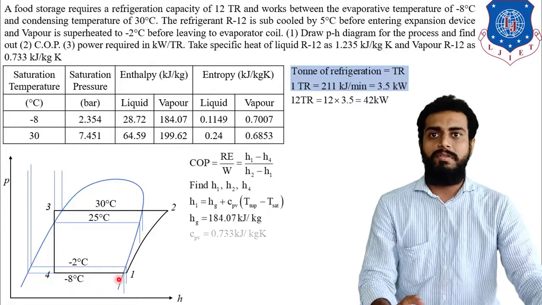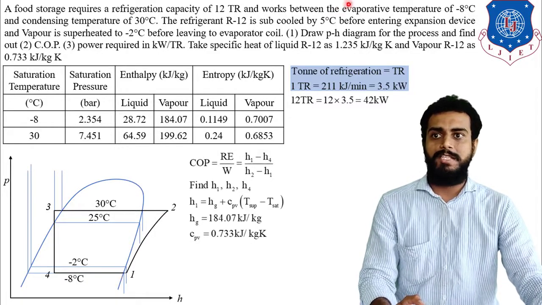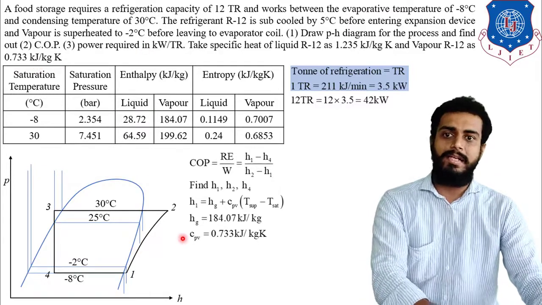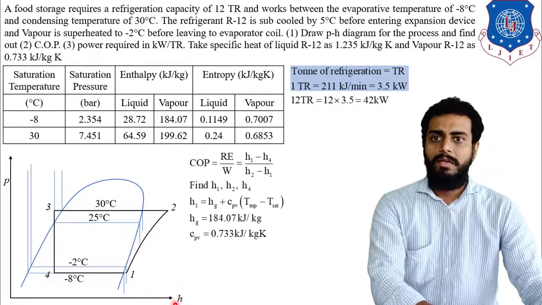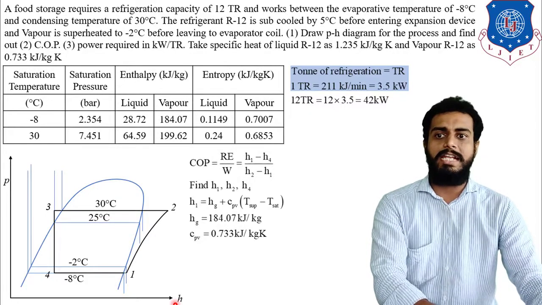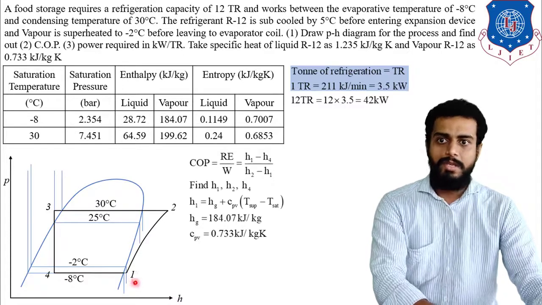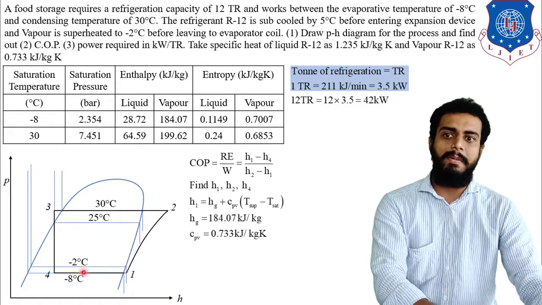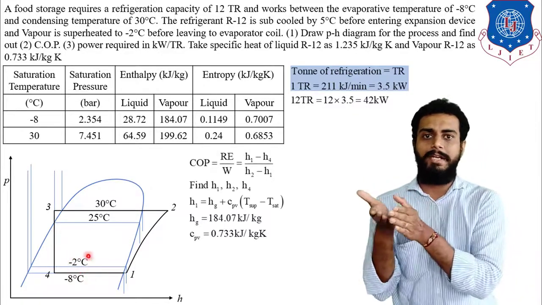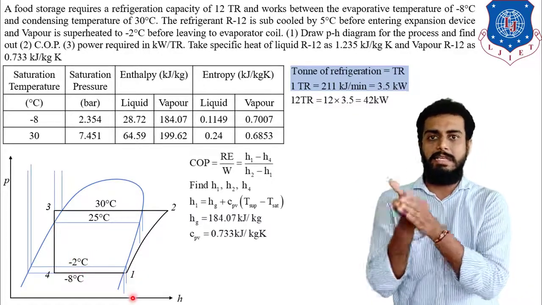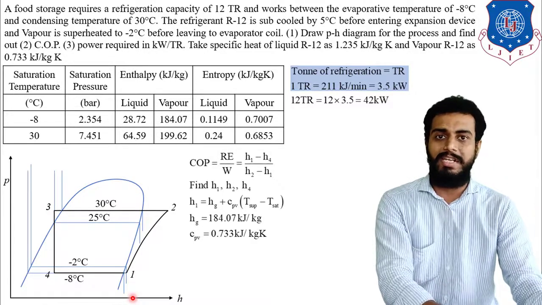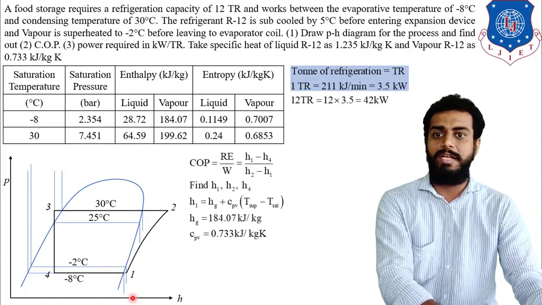Cpv, so observe the given data, students. For vapor, the specific heat is already given, that is 0.733 kilojoule per kg Kelvin, right? Next, T superheated. That means nothing but the temperature of point number 1. Point number 1 temperature will be minus 2 degrees Celsius, because it is given in the data that you have to superheat from minus 8 degrees Celsius to minus 2 degrees Celsius. Converted to Kelvin, minus 2 degrees Celsius is 271 Kelvin.